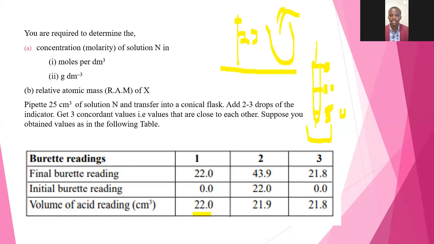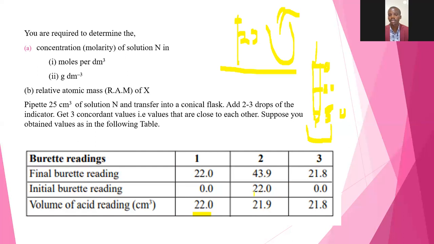Because it is 22, we can say that will now be our initial value in the second titration. Then we titrate, maybe running up to 43.9. To get the volume of the acid used, it is just 43.9 minus 22.0, and you get 21.9. That is that. Then you go to the next.